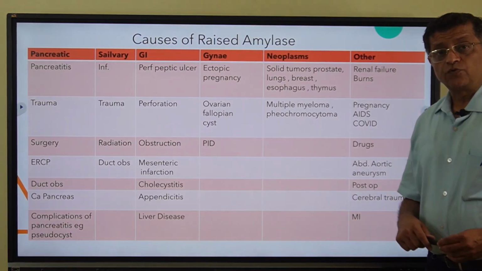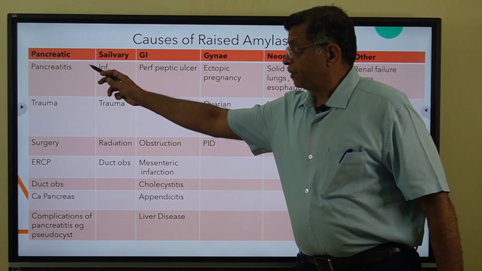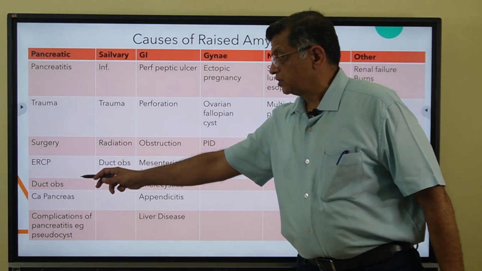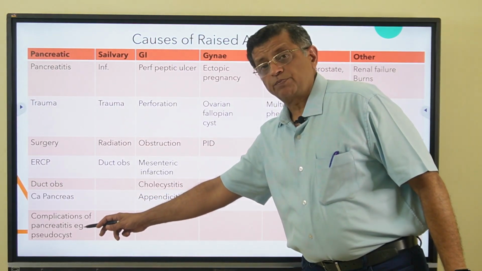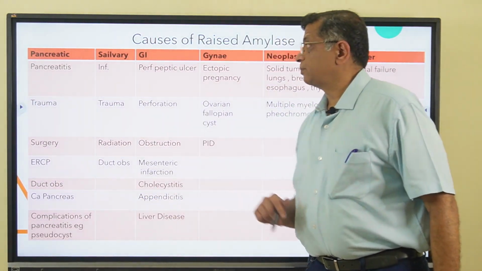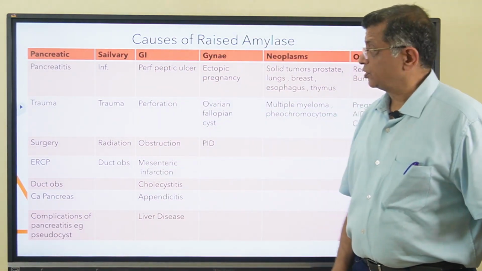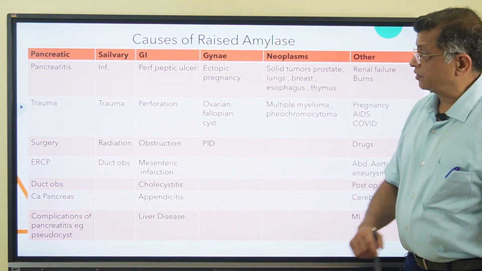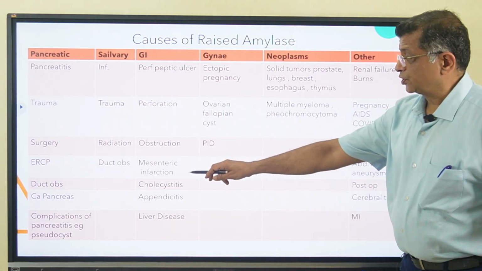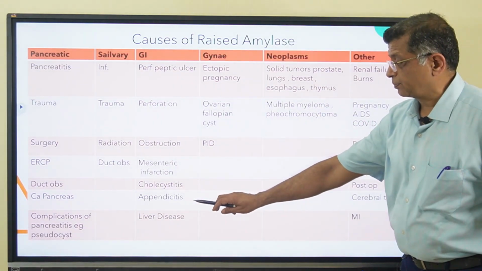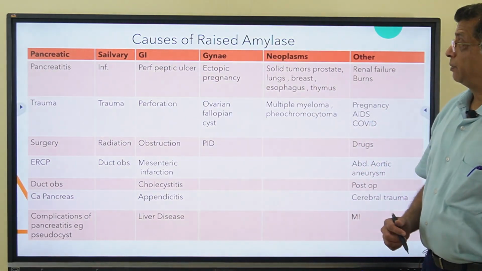Amylase can be raised in various different causes. So any pancreatic problem, pancreatitis, trauma, surgery, ERCP, duct obstruction, CA pancreas or complications of pancreatitis like pseudocyst can raise amylase. Any problem with the salivary gland, infection, trauma, radiation, duct obstruction. Any problem with the GI tract, peptic perforation, peptic ulcer, any obstruction, mesenteric infarction, cholecystitis, appendicitis, liver disease. So any GI tract pathology can also cause raised amylase.